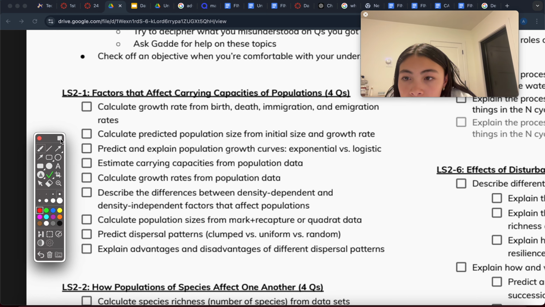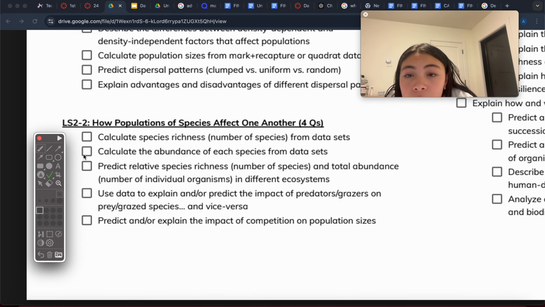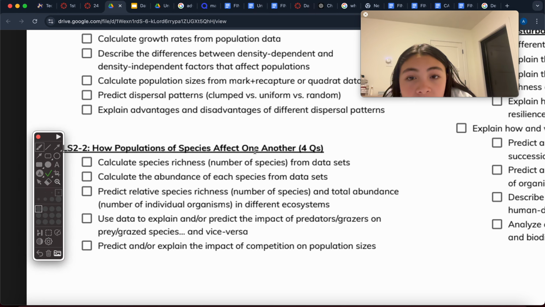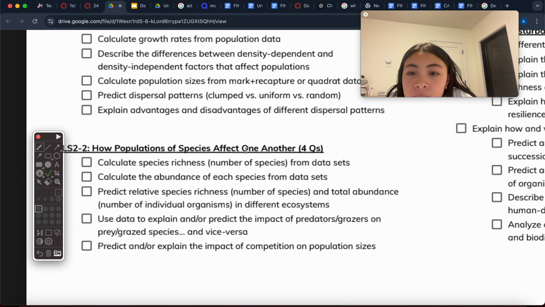Okay, now let's go ahead and go to calculate population, species effect on one another. Let's see if some of these questions confuse me, so I'll try my best. Calculate species richness, number of species from data. Okay, so it'll literally give you a diagram. This was on the test, I remember, and you'll just have to count.